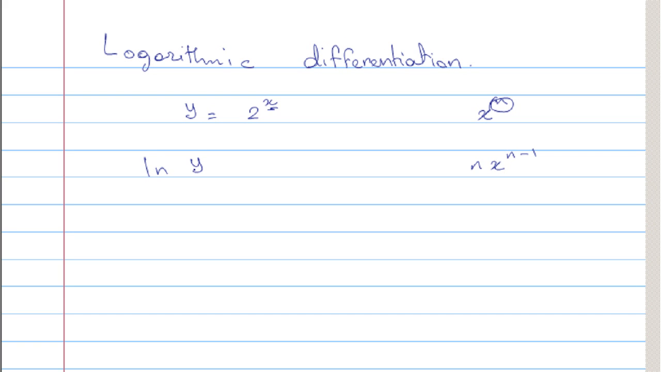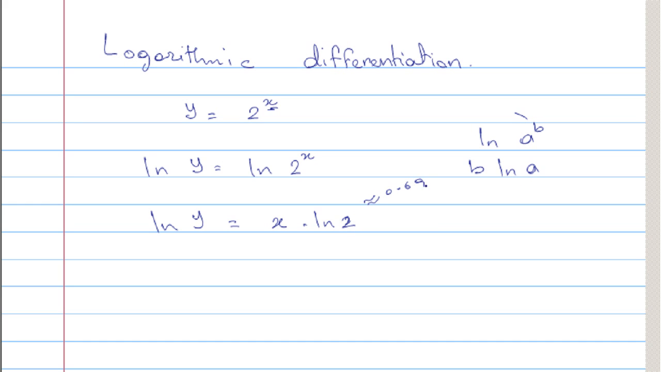So I have ln y is equal to ln of 2 to the power x. Now the right hand side can be written as x times ln 2. If you remember the rules of logarithms, this is called the power rule. It says if I have ln a to the power b, then I can take the b to the front, and this can be written as b times ln a. Similarly here x is my power, so I can take the x to the front. Now ln 2 is just a number, approximately equal to 0.69.